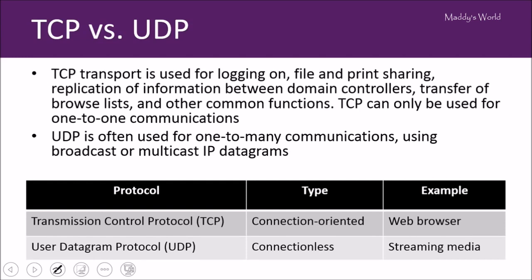TCP is only used for one-to-one communication, right? And UDP can often be used for one-to-many communication, so for broadcast or multicast. Broadcast, of course, we covered. It's when your device wants to send a communication to all of the devices on its local area network, and multicast is if you send it to just a few select devices on a local area network.